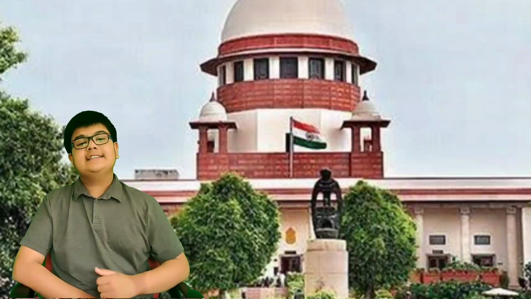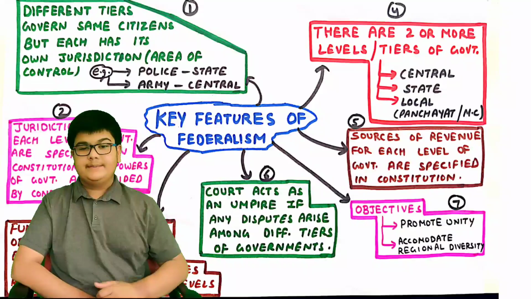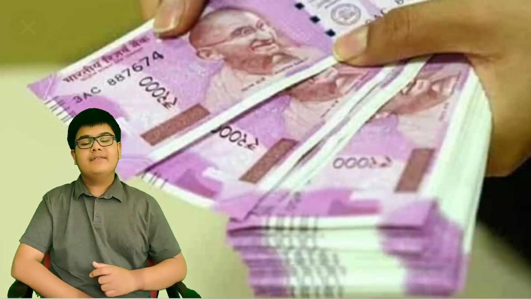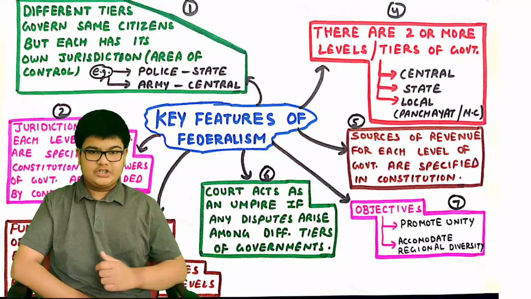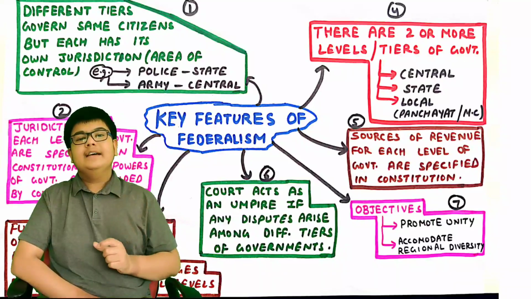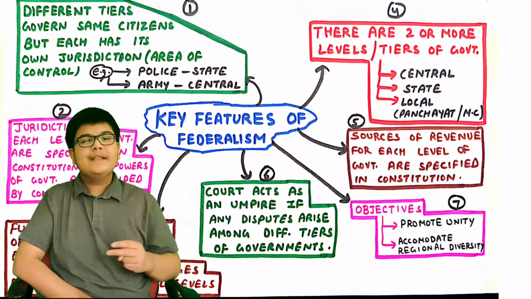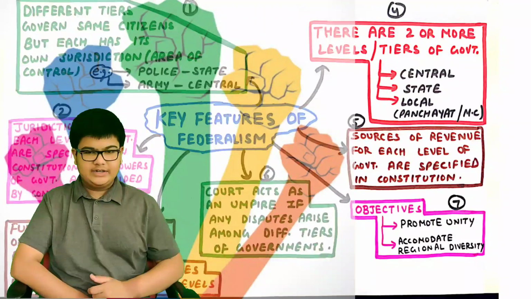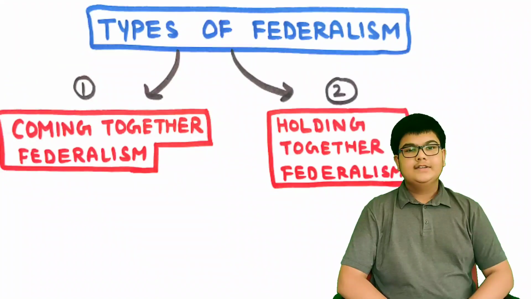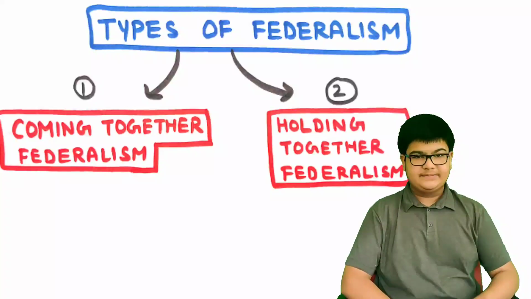Fifth, the court acts as an umpire if any disputes arise among different tiers of the government. Sixth, the sources of revenue for each level of government are specified by the constitution. And seventh, the federalism of various levels of government has two main objectives. First is to promote unity, and second is to accommodate regional diversity. So now we have come to the third question, that is, what are the types of federalism?